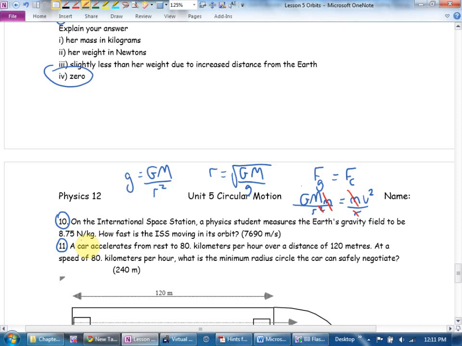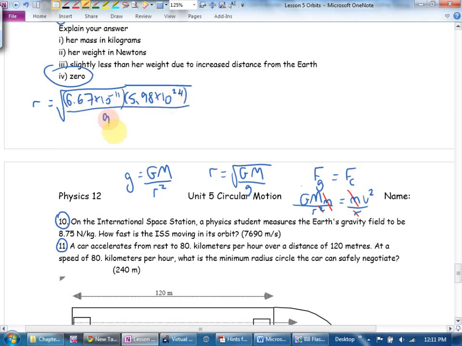Let's see. No, I want R, Mr. Dueck. Their orbital radius is going to be the square root of 6.67 times 10 to the negative 11, times 5.98 times 10 to the 24th, all over, compare it with the Earth's 9.8, no, not 9.8, Mr. Dueck, that's just going to give me the radius of the Earth, come on. I want to use 8.75, crunch the numbers.